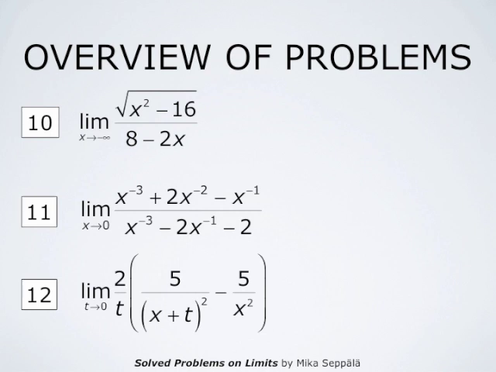Here t approaches 0. The quantity for which the limit has to be computed is 2 divided by t multiplied by 5 divided by x plus t squared minus 5 divided by x squared. Clearly, we have to assume here that x is different from 0, because otherwise 5 divided by x squared would be undefined.